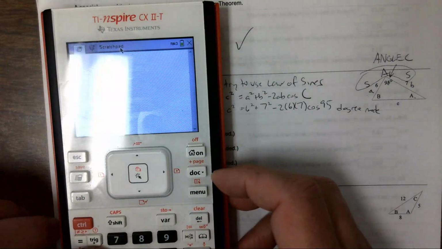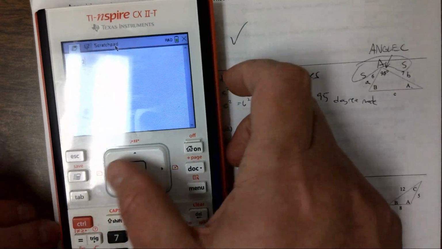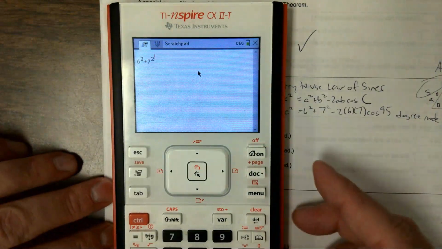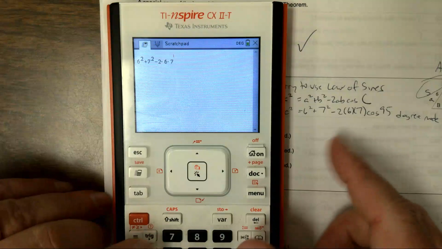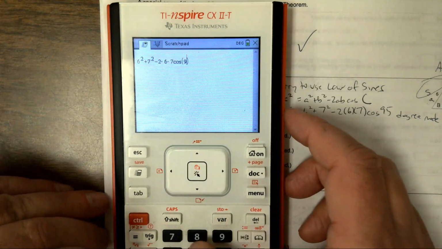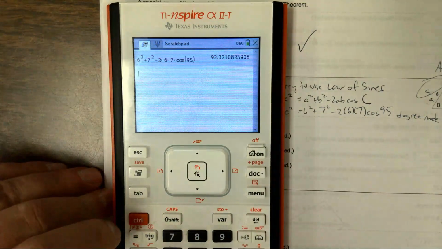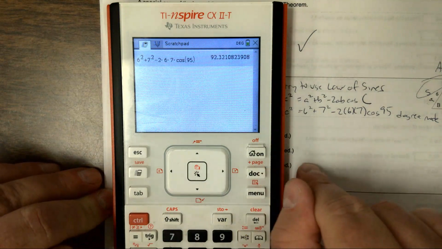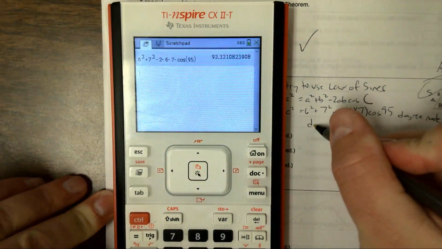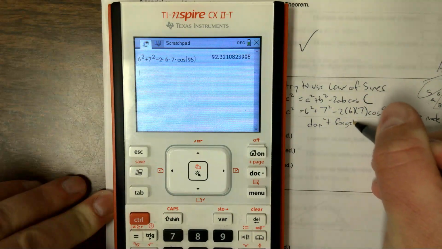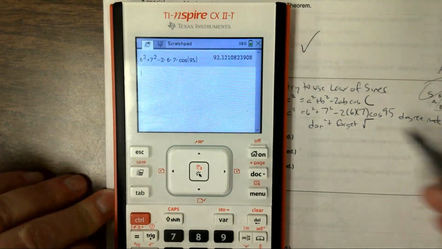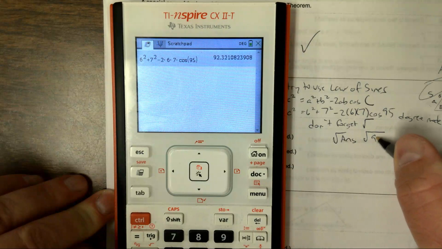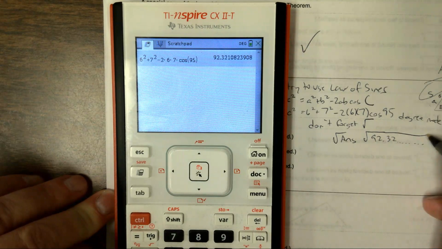6 squared plus 7 squared, and I'm in radians, so I'm going to flip it there. 6 squared plus 7 squared minus 2 times 6 times 7 cosine 95. That gives me 92 something. Now, the most common mistake on these, at least to begin with, is don't forget your square root. So what I do is I type all that and then say square root of the answer. In this case, square root of 92.32 with a lot of other decimals.